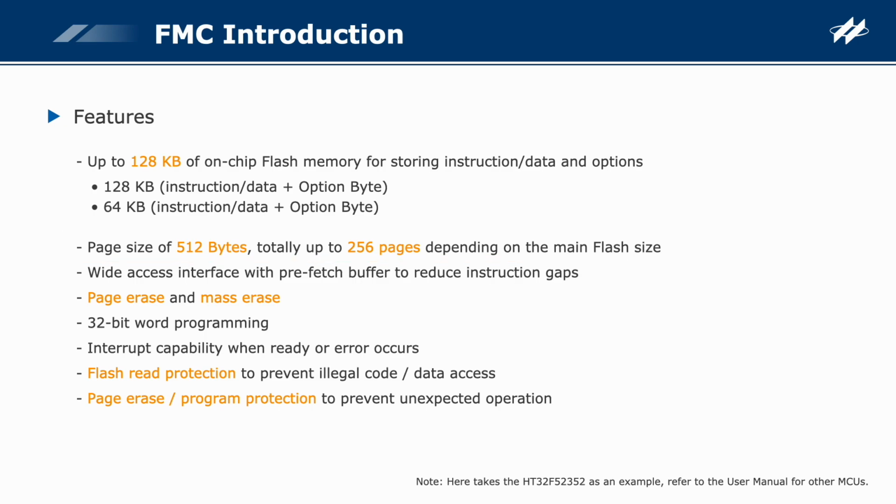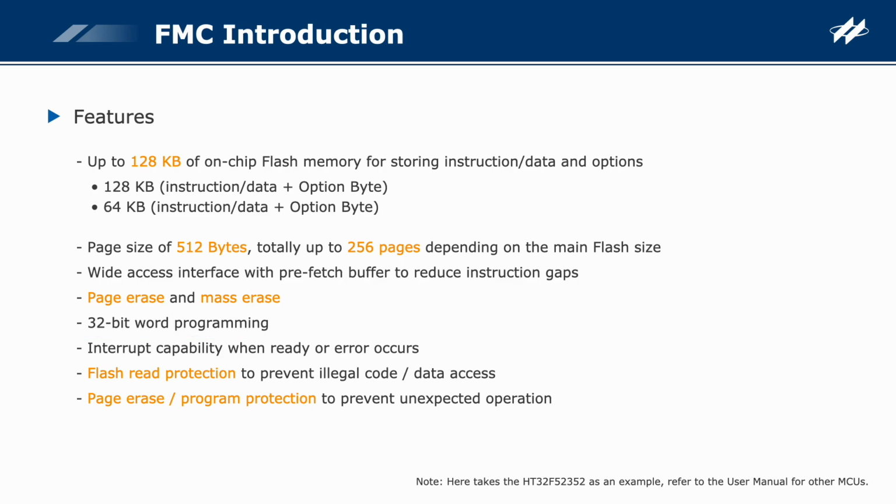So how does the FMC read from or write to the flash memory? To execute these operations, two critical functions are used: the word programming and the erase function. The word programming function is used to modify the flash memory content. The erase function is divided into page erase and mass erase. The page erase function can erase the specific page content. The mass erase function can erase the entire contents of the flash memory.